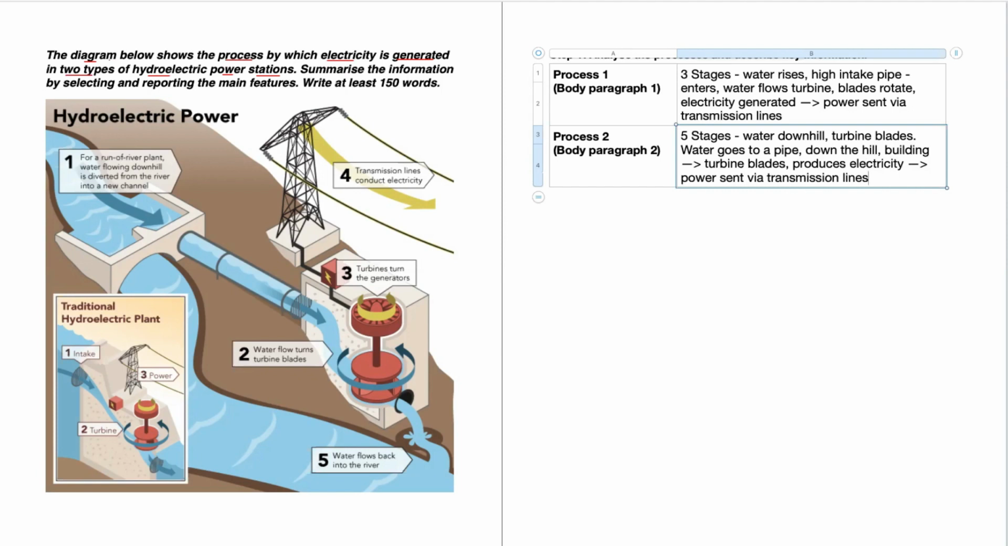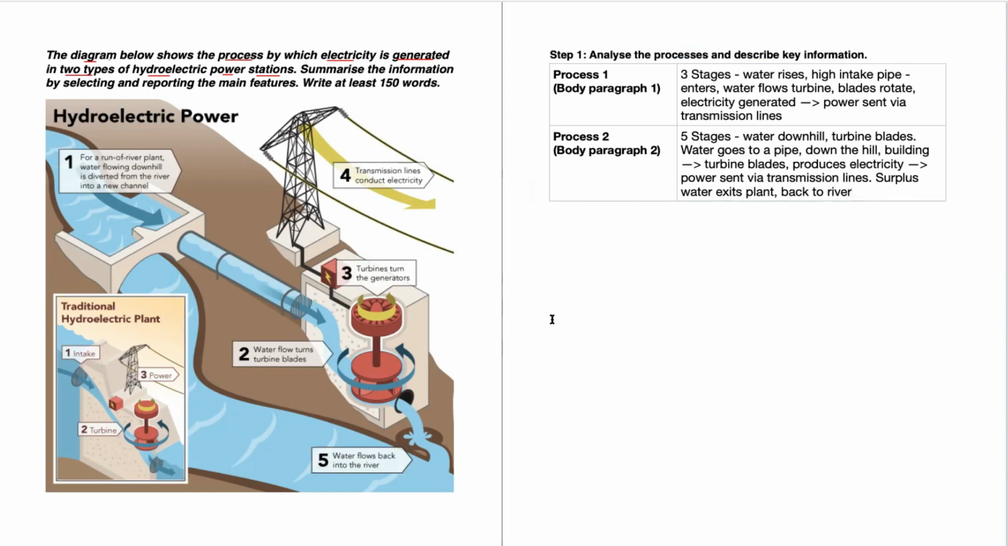But the thing I really want to include in the second body paragraph is step number 5. So I see that surplus water exits the plant and goes again back to the river to perhaps resume its original course back to number 1. So you see how my notes for process 2 are a bit longer. That's fine because there are more stages here. Now, this step is technically optional, but I would definitely suggest that you do it just because it'll make things clear to you.